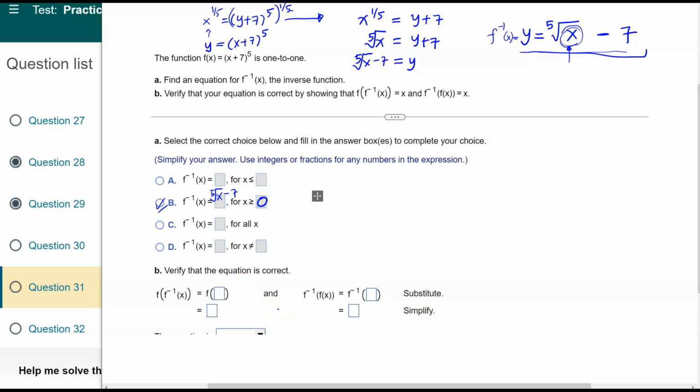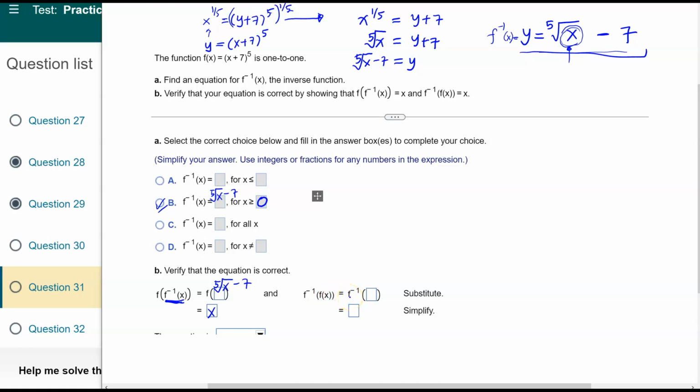Yeah, you can verify that. So here, you would start by evaluating your f at the inverse, and the inverse is this. So you evaluate that as the fifth root of x minus 7. And when you evaluate your function at this expression, you should arrive at x. And the same thing here as well.